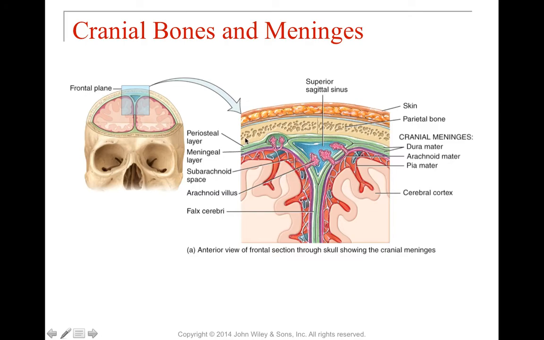That dura mater is actually split into these separate extensions that are going to separate the different regions of the brain. One of those is depicted here. That's the falx cerebri, and we'll look at some of the other ones in just a second. But they also include the falx cerebelli and the tentorium cerebelli.